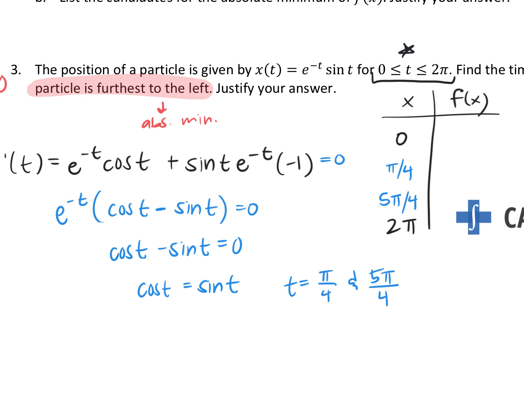From here, I plug these values into the function x of t. I know you can use a calculator, so I'm just going to tell you what you should get. 0, 0.322, negative 0.0139, and 0. Those are all of my f of x values that I get when I plug it back into my function.